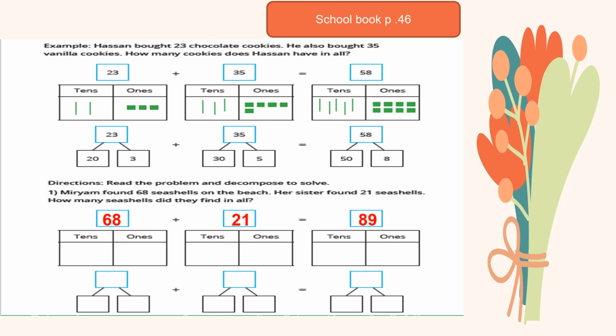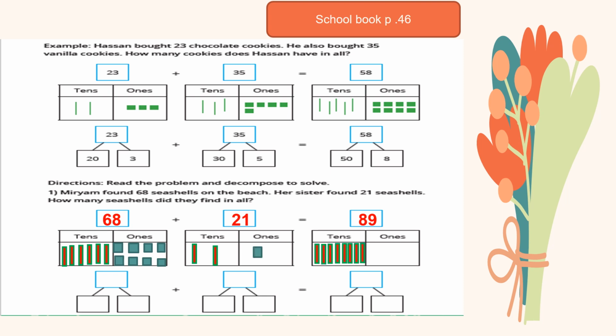Let's draw our sticks and small squares. 68. How many sticks? 6. So we will draw 6 sticks. How many small squares? 8. So we will draw 8 small squares. 21. How many sticks? 2. How many small squares? 1. 89. How many sticks? 8. How many small squares? 9.